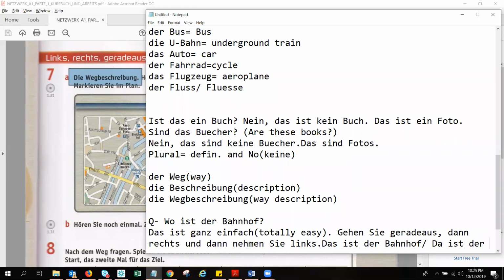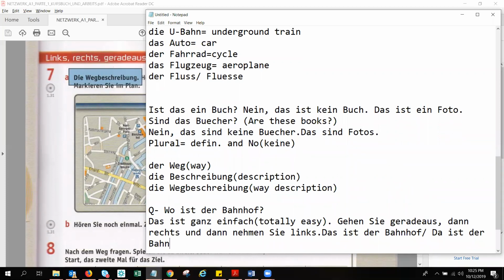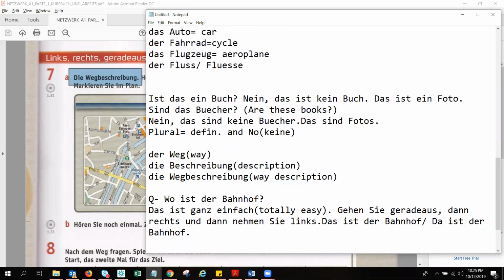Just a second. So first I said das ist ganz einfach. It's not necessary to say this line, but if you want to say this is totally easy way. Gehen Sie geradeaus, you just go straight, dann rechts, then right, und dann nehmen Sie links, and then take left. Das ist der Bahnhof. This is the railway station. And if you want to say there is the railway station, in that case, da ist der Bahnhof. But remember, the article should be correct. Der Bahnhof.